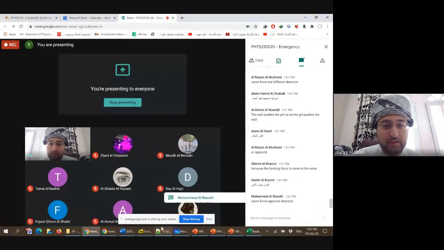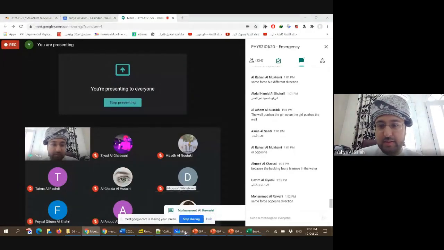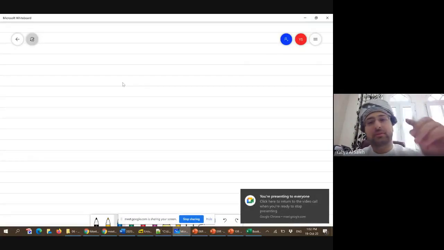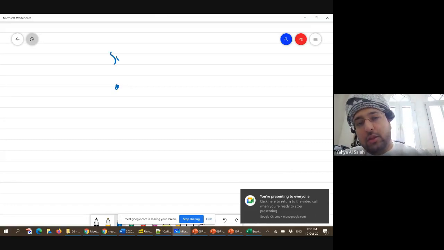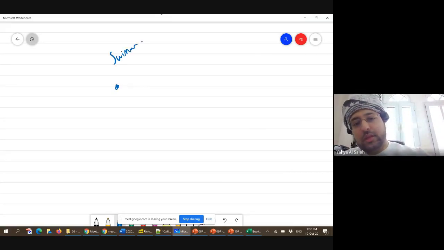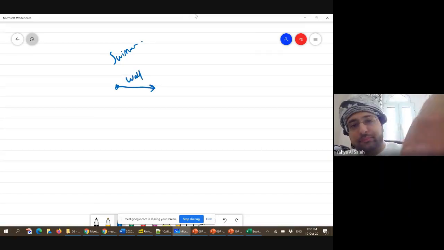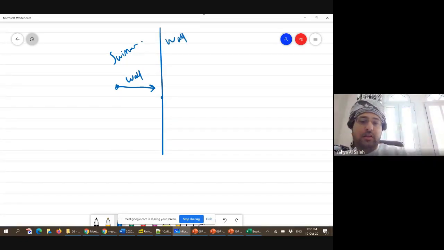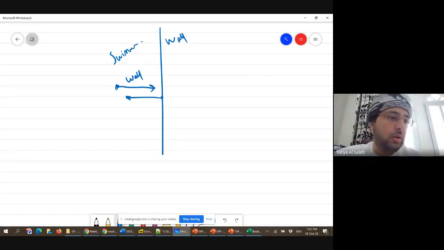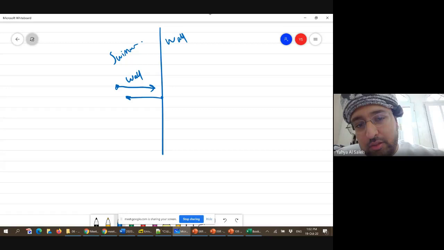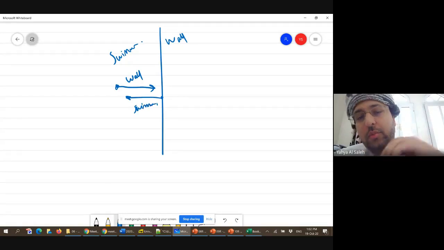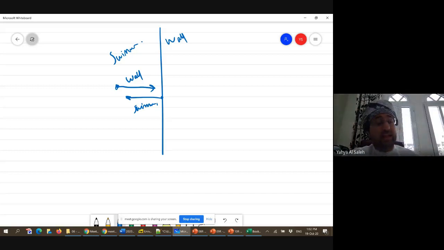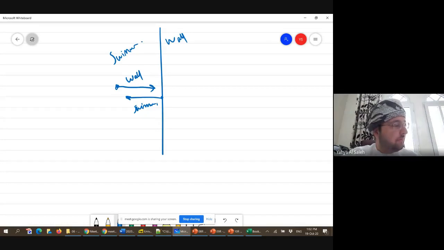Okay. I see many replies and many examples. Here is what happens. You have the swimmer, and she is pushing against a wall. You have a wall, and the wall is actually also, by Newton's third law, pushing on the swimmer. Now, these two don't cancel out because they are acting on different bodies.